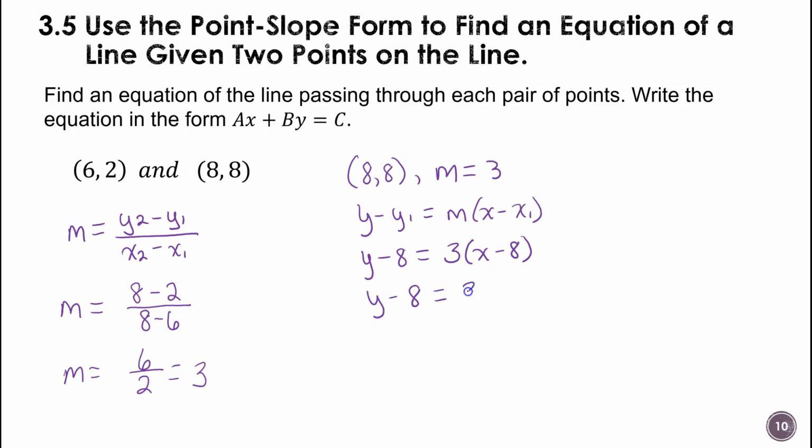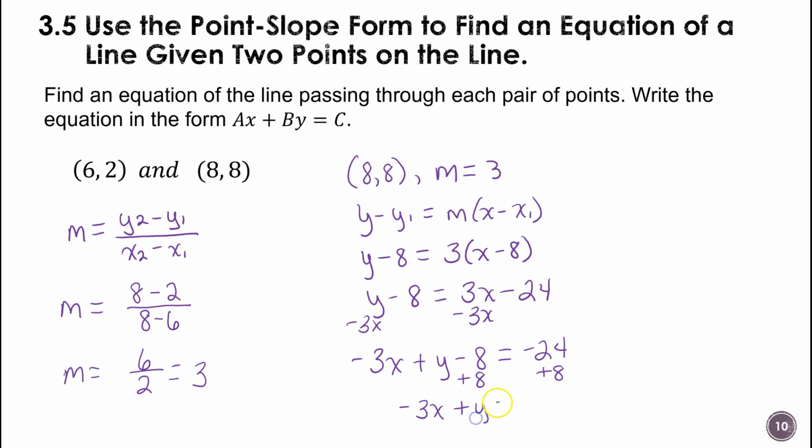and then we distribute the 3, so that's 3x minus 24. Now we need the 3x on the side with the y and the negative 8 on the side with the 24, so we're going to subtract 3x on both sides. And so we have negative 3x plus y minus 8 equals negative 24. Then I will add the 8, so we have this in the right order, in the right form. Negative 16, negative 24 plus 8.